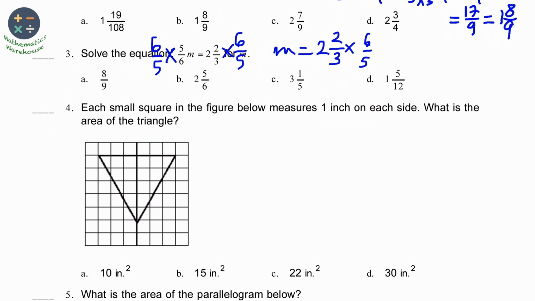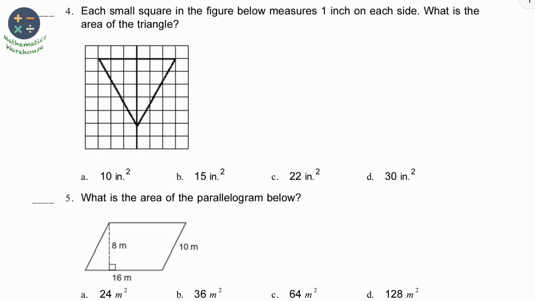So 2 times 3 equals 6, plus 2 equals 8 over 3, multiplied by 6 over 5. Now we can simplify. Divide by 3 equals 1. Divide by 3 equals 2. We have 8 multiplied by 2 equals 16, and 1 times 5 equals 5. So now it's 16 divided by 5, which can be written as 3 and 1/5. So the answer would be C.